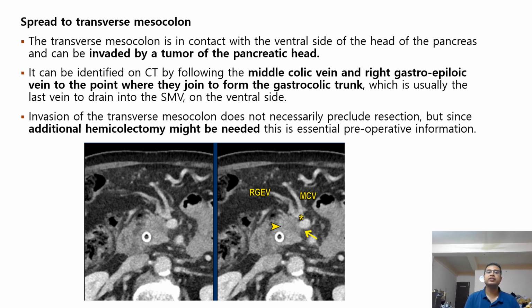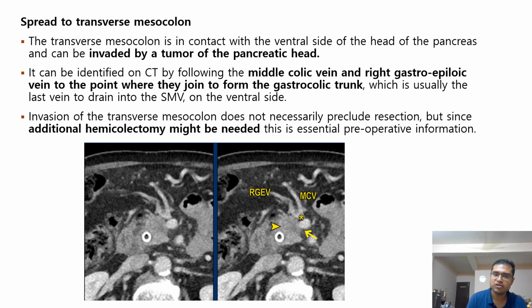Then comes the third important thing, that is the spread to the transverse mesocolon. This is particularly assessed by one vessel, the gastrocolic trunk of Henle. So spread to the mesentery is assessed with the help of the first jejunal branch of the SMA and SMV, while spread to the transverse mesocolon is assessed by the gastrocolic trunk of Henle. The transverse mesocolon is in contact with the ventral side of the head of the pancreas and is usually invaded by the tumor of the pancreatic head. It is identified on CT by following the middle colic vein and the right gastroepiploic vein to the point of joining to form the gastrocolic trunk, which is the last vein to drain to the SMV on the ventral side.